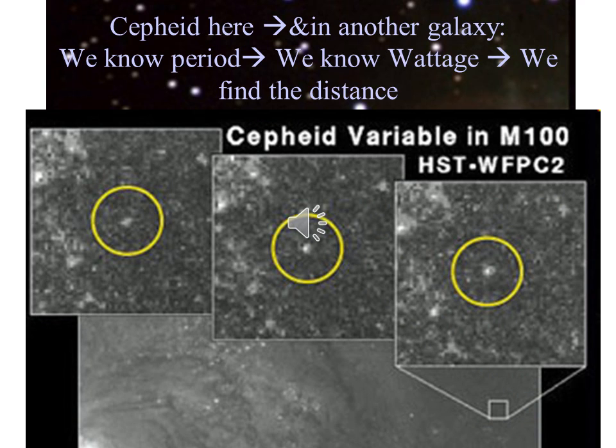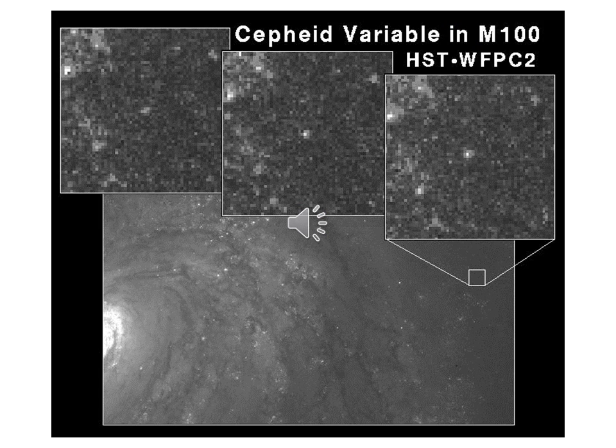Surrounded with a yellow circle is a variable star, and we're looking at it at intervals of weeks. You can see that that star changes in brightness over that period. That brightness would tell us how far it is. Same picture without the circles. Look at the three insets and see how the star at the very middle changes in brightness.